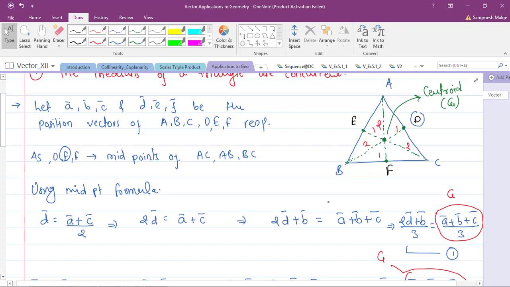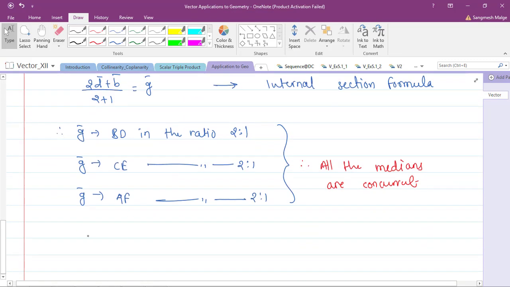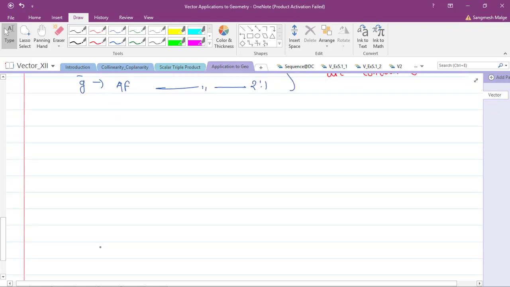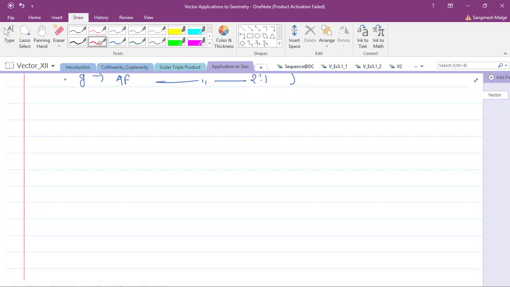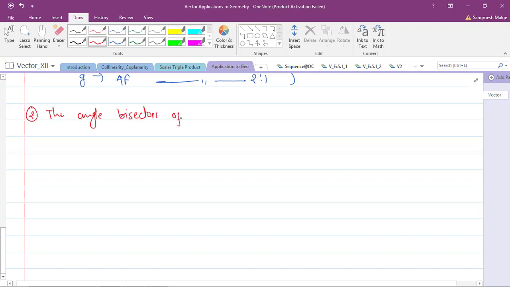The next is that we have to show that the angle bisectors of a triangle are again concurrent. The second part is the angle bisectors. The first one was the medians. Now the second ones are the angle bisectors of a triangle are concurrent.